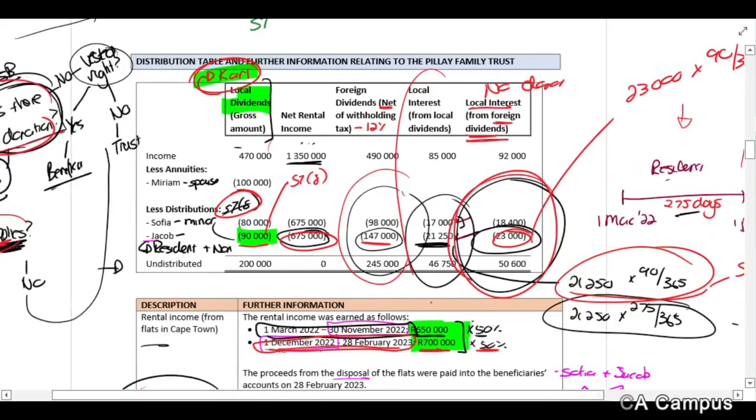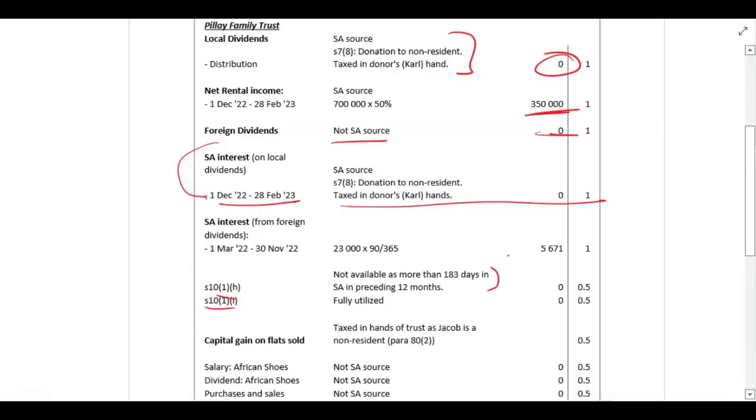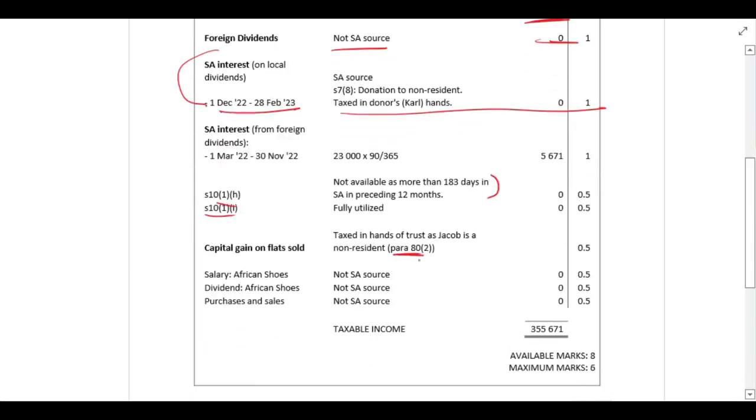Right, then the flats are sold. Right, last day of the tax year. And then you'll remember what happened. Paragraph 80 said that the trust is taxed on it, because he's a non-resident, so there's no effect for him.